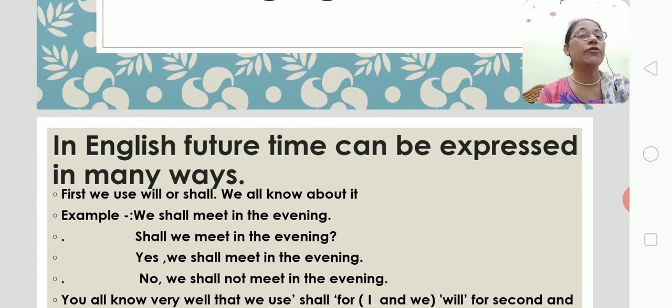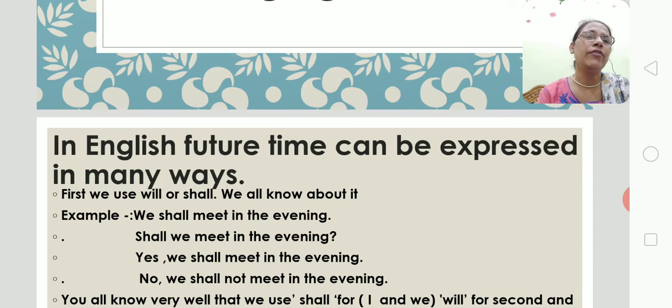We use it for expressing future. First we use will or shall. We all know about it. Examples I have given you, and that play method which we used to do in the class. The same way I have written one example. We shall meet in the evening. Shall we meet in the evening? Yes, we shall meet in the evening. No, we shall not meet in the evening.